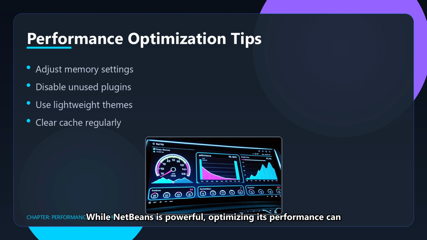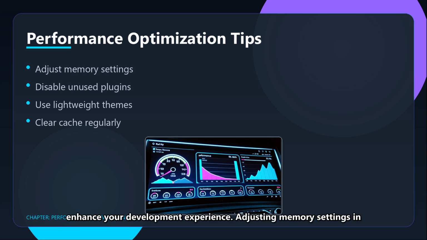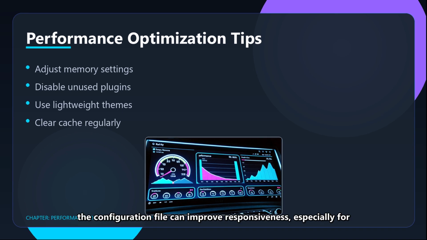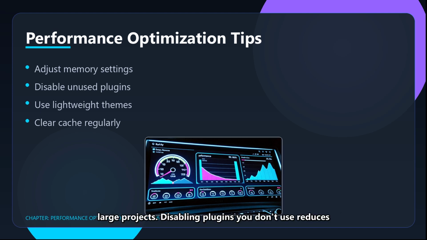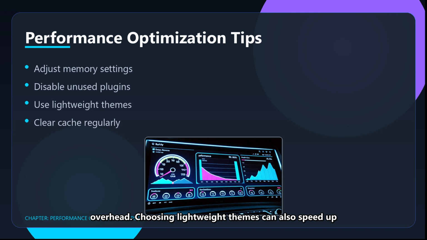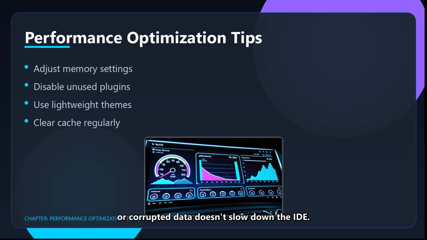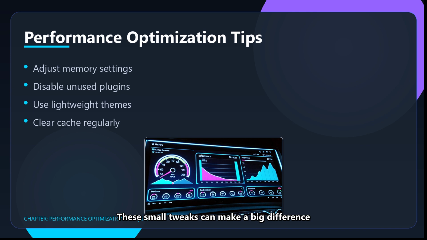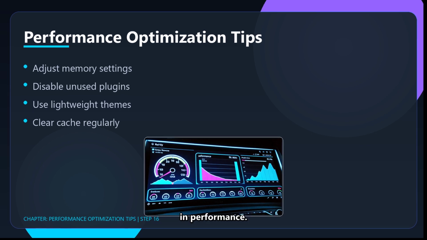While NetBeans is powerful, optimizing its performance can enhance your development experience. Adjusting memory settings in the configuration file can improve responsiveness, especially for large projects. Disabling plugins you don't use reduces overhead. Choosing lightweight themes can also speed up rendering. Regularly clearing the cache ensures that old or corrupted data doesn't slow down the IDE. These small tweaks can make a big difference in performance.